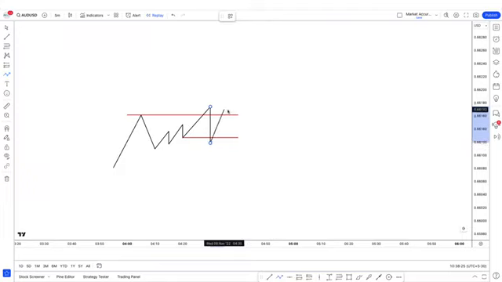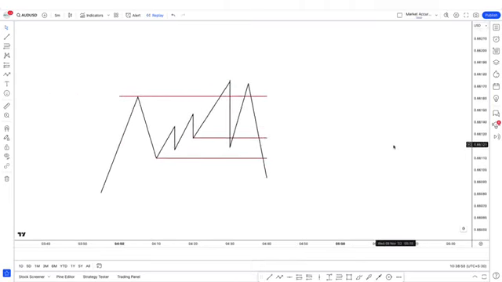So we wait for a market structure shift and we take our entry from the fair value gap and boom, we target the low of the B leg. This is our target level. We do not chase the price lower. We just target this level. So this would be your take profit level.